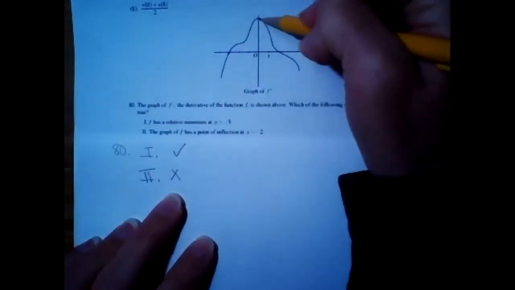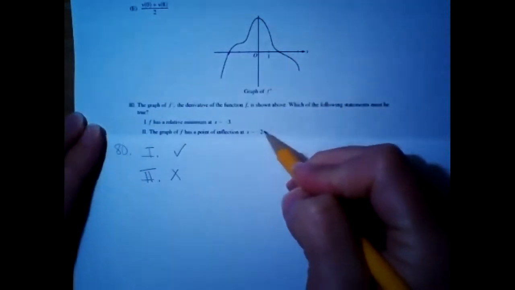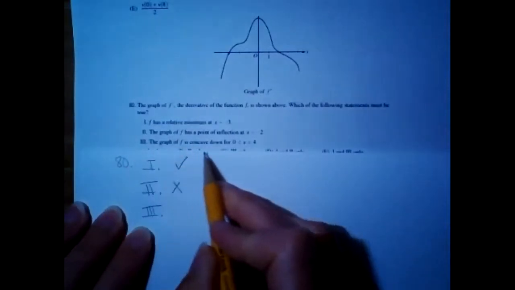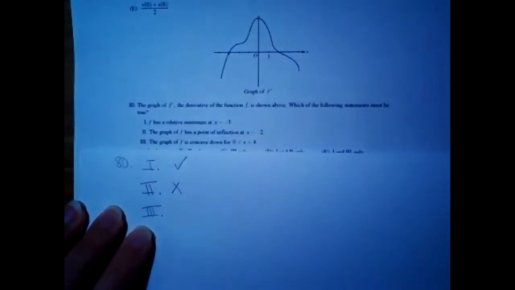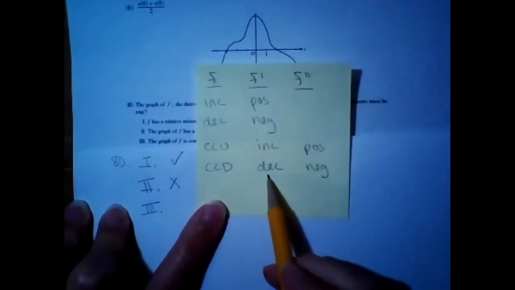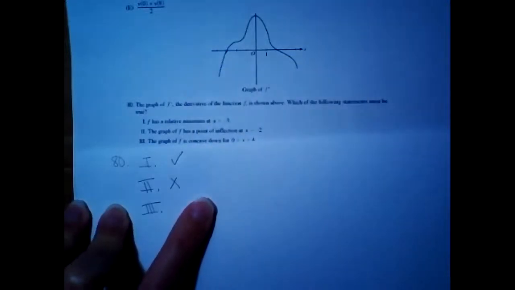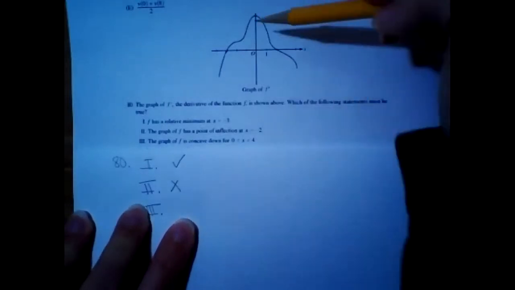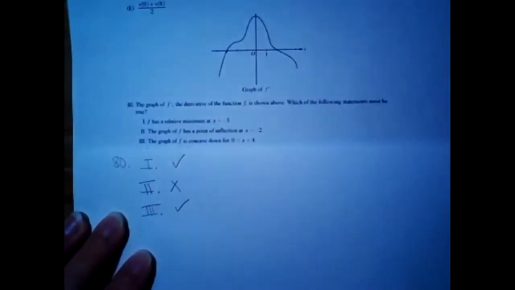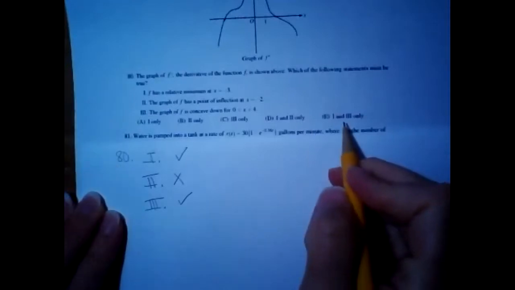So this is where you'd have a point of inflection, where we change from increasing to decreasing. But they did not say 0, they said -2. All right, Roman numeral 3. The graph is concave down from 0 to 4. All right, concave down is going to be where your derivative is decreasing. So we want to check if this graph is decreasing from 0 to 4. Yeah, that's what they said, 0 to 4. And so we are decreasing from 0 to 4. So that is true. So we want Roman numerals 1 and 3. And so that is E.